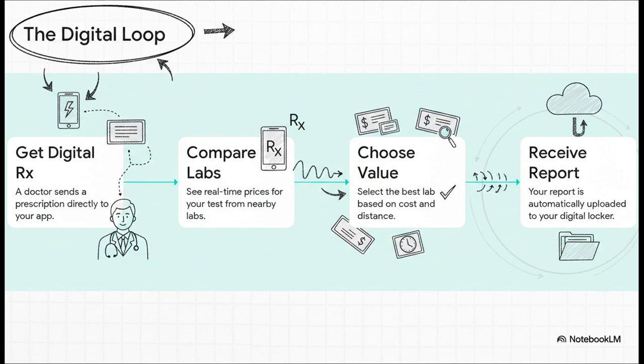The app then instantly shows you labs nearby that can do the required test. You can see the prices, pick the one that's the best value, get the test done, and the report shows up right back in the app. It's a perfect closed loop.